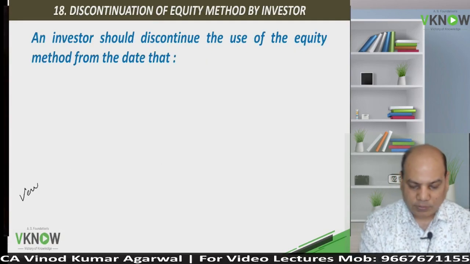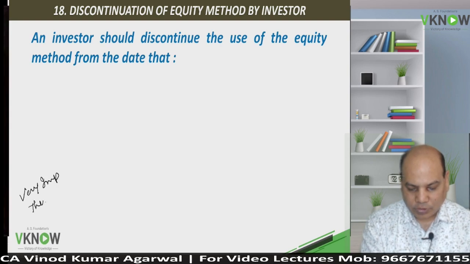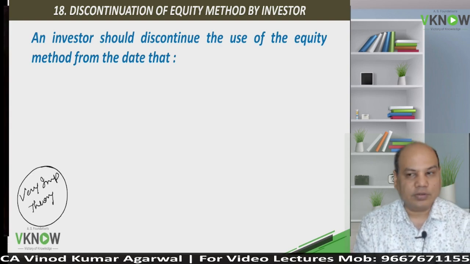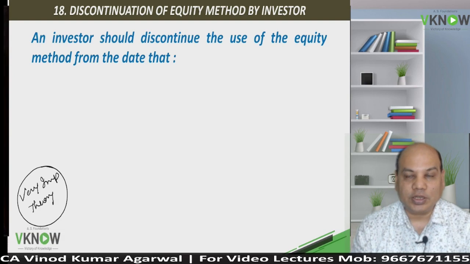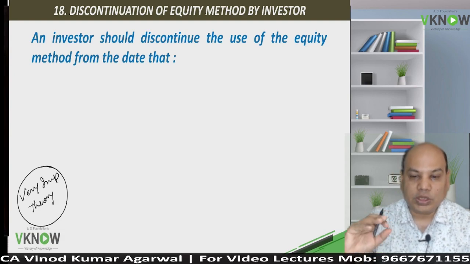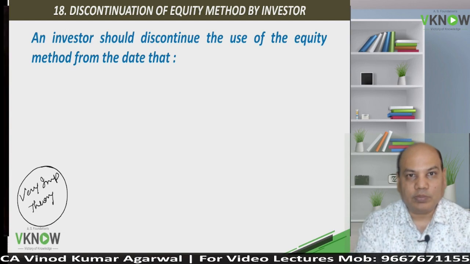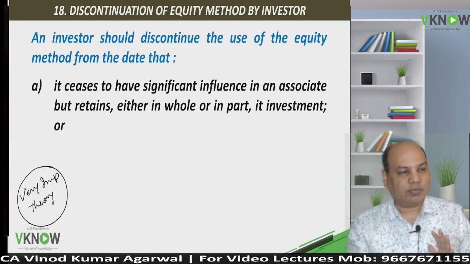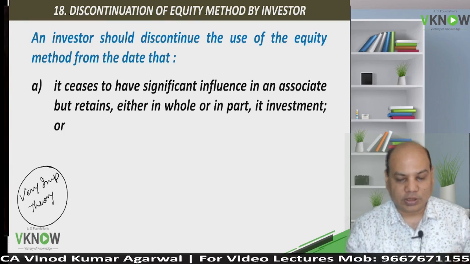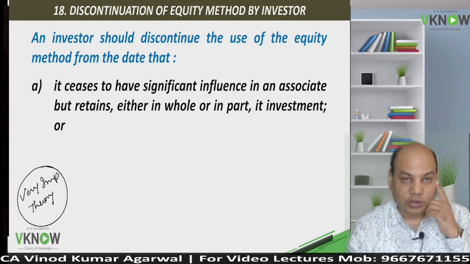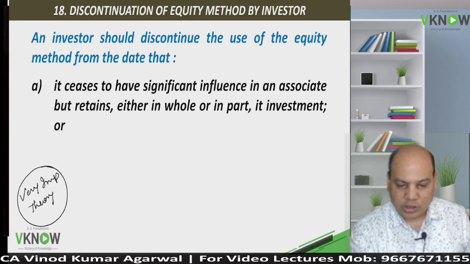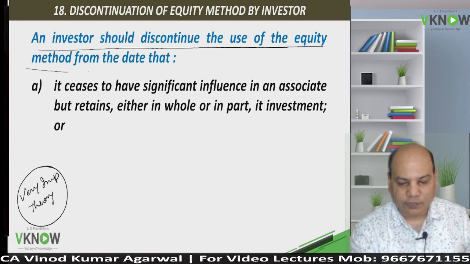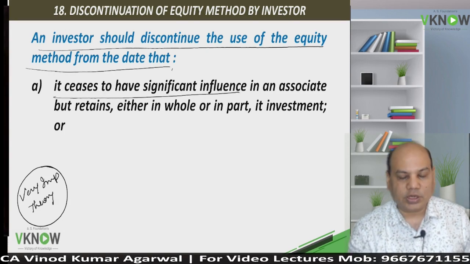Again, this is a very important paragraph-type theory question, which you will find in the notes also at the end. You are applying the equity method, following AS23, but when will you discontinue? Why would you discontinue applying the equity method? From which date will you stop applying AS23? The standard says an investor should discontinue the use of the equity method from the day it ceases to have significant influence.